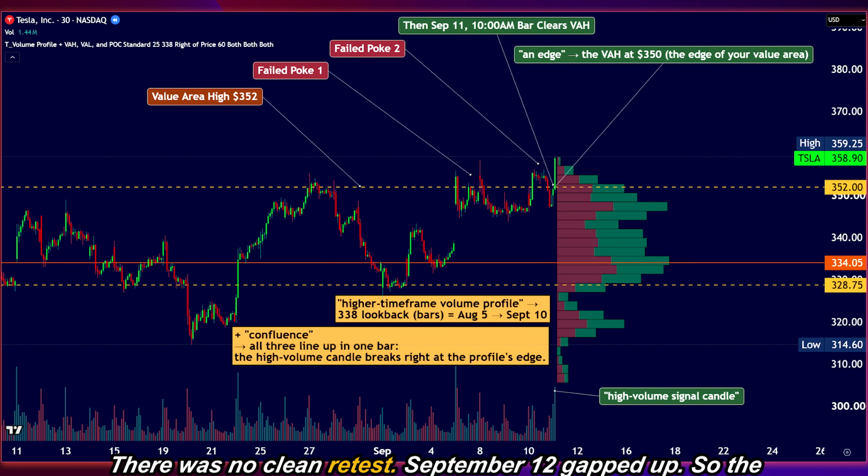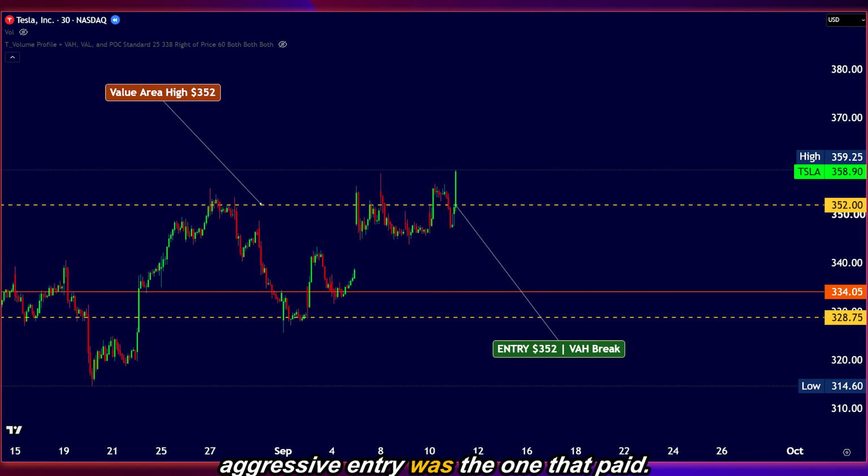There was no clean retest, September 12th gapped up. So the aggressive entry was the one that paid.